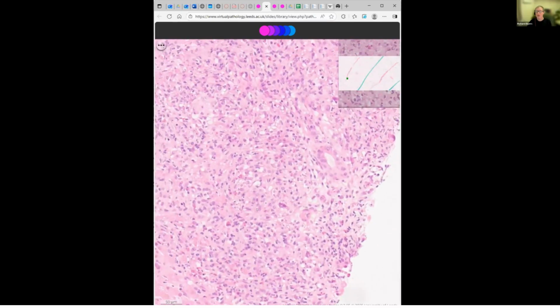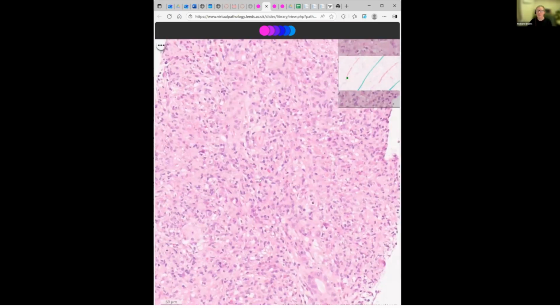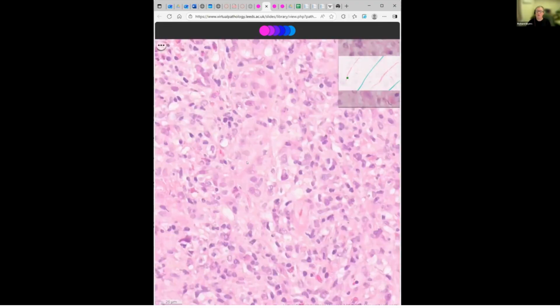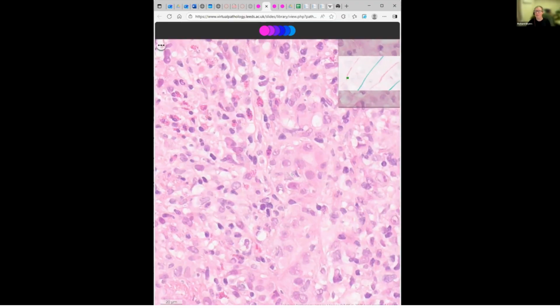So just looking around here, are there any comments from the audience as to what they think this would be? So the way the EQA works is that you're given the H&E virtually, you make some comment on it, you request some immunos, and then they give you the immunos that they did. So once we've had some comments on this, we can go and look at the immunos and then hopefully get to the diagnosis. So any differentials from this from anyone?